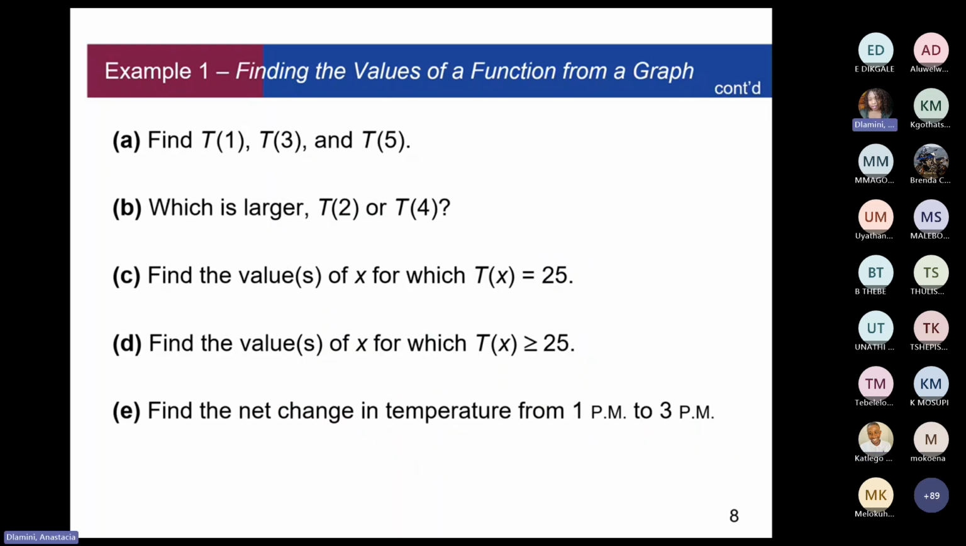Find the net change in temperature from 1 to 3 p.m. I am going to pinch someone. I'll pinch you if you don't get this one I taught you. The whole class will get a beating, or a zippering. What do we do here? The net change in temperature. Isn't it that from... yes?